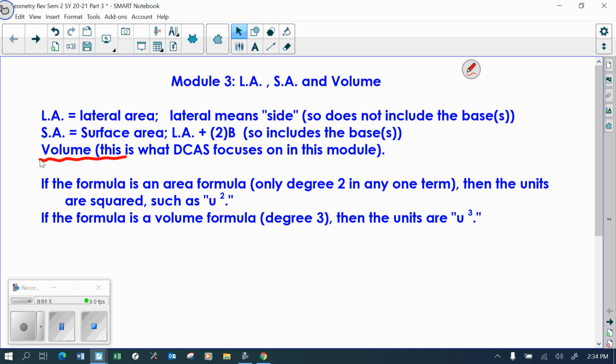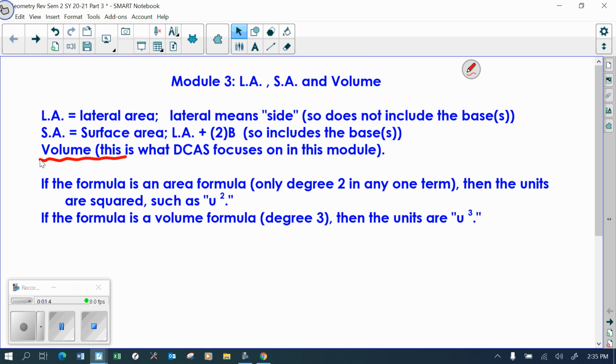If the formula is an area formula, which means it's got only a degree 2 in any one of the terms that we talked about in the last one, then the units are squared, such as u squared or inches squared, meters squared, feet squared, and you pronounce it square feet. If the formula is a volume formula, degree 3 means 3 variables, or a total of 3 exponents on the variables, then the units are cubic units.